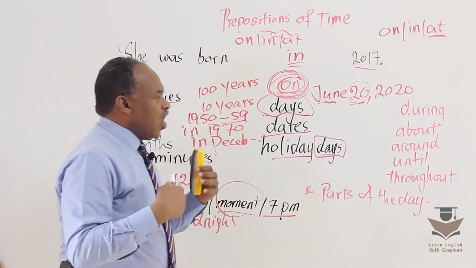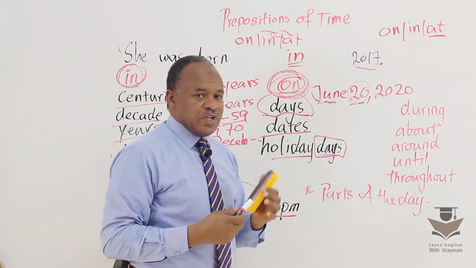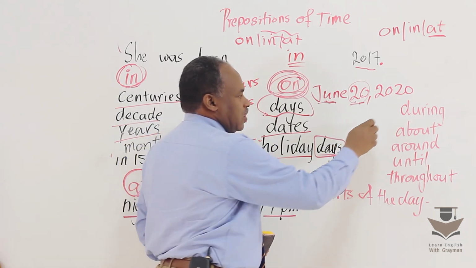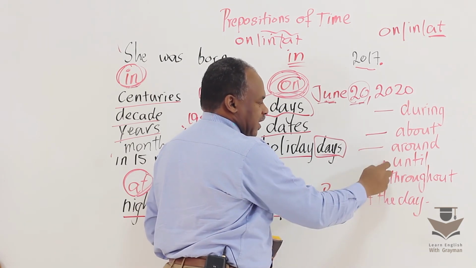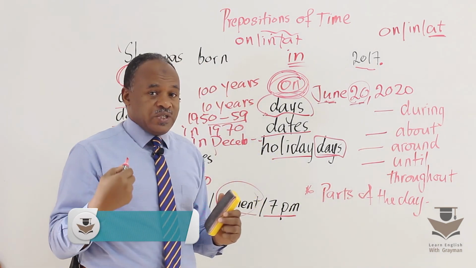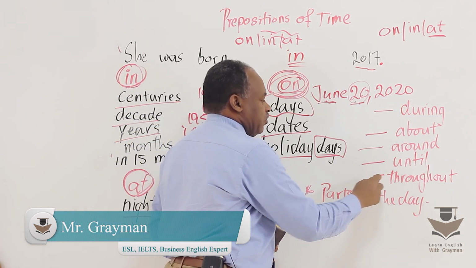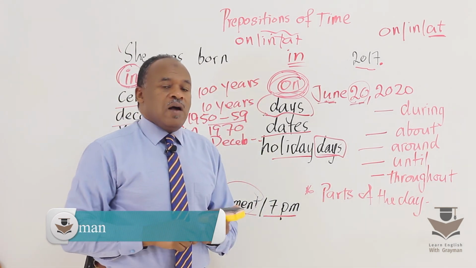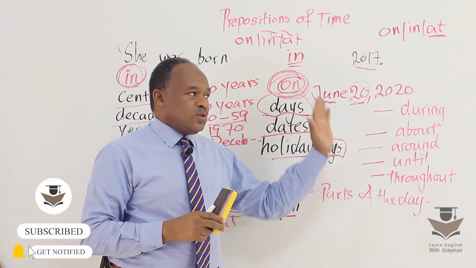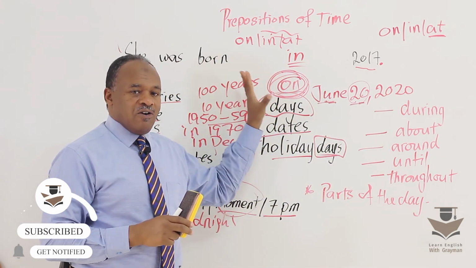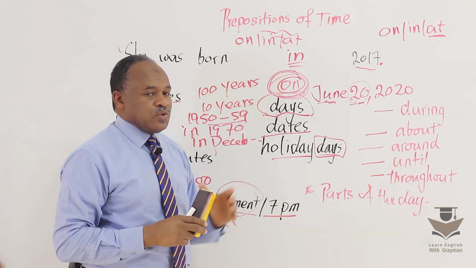Now we have extra or more prepositions of time. And these are during, about, around, until, or till. If you say till or until, it's the same thing. And then we say throughout. I'm going to add more exercises for you to have a better understanding of these parts of the language, which is very important, prepositions of time.